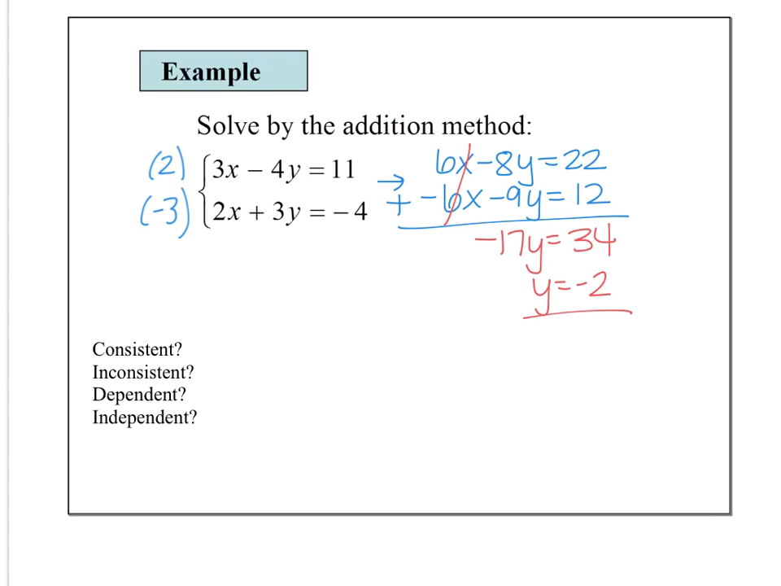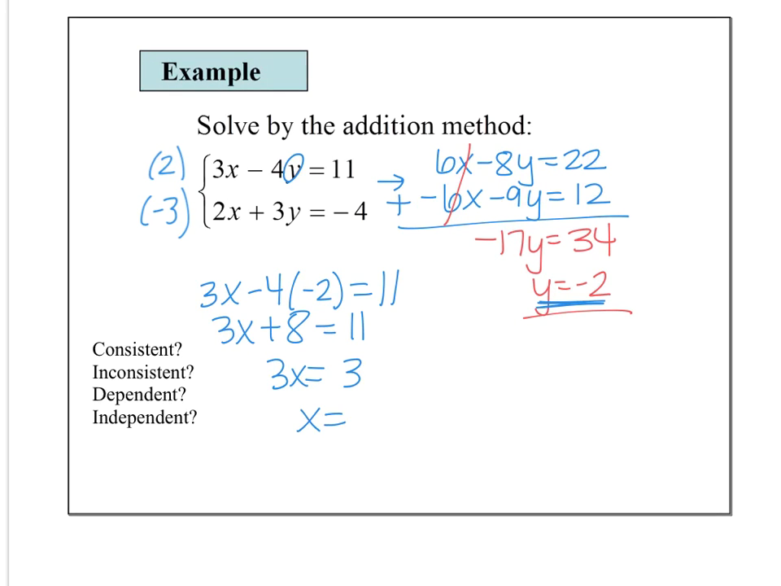Now what we have to do is go back and plug into one of the original equations. It doesn't matter which one. I'm just going to choose the top one. So 3x minus 4 times negative 2 is equal to 11, because I replaced that y with what I found y to be. So 3x plus 8 equals 11. 3x equals 3. x equals 1. My ordered pair is (1, negative 2).